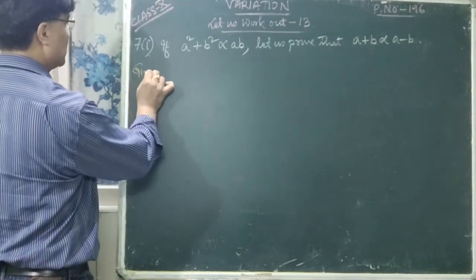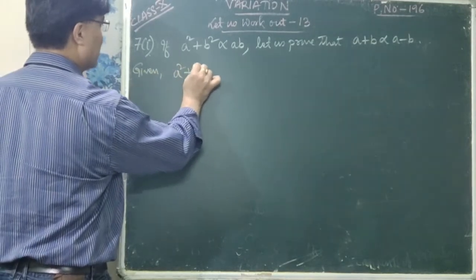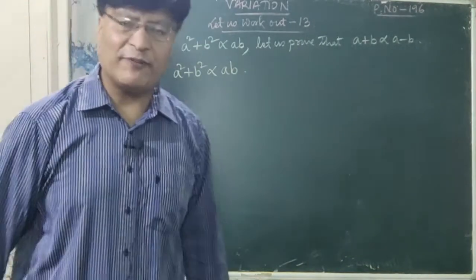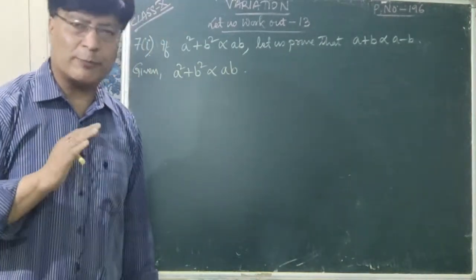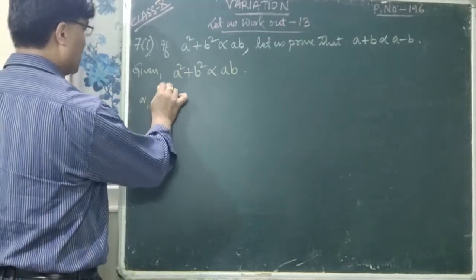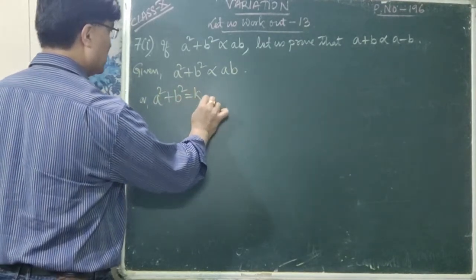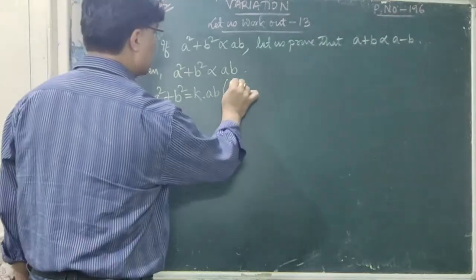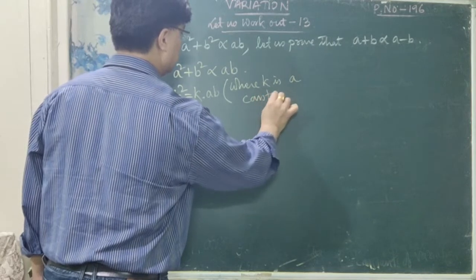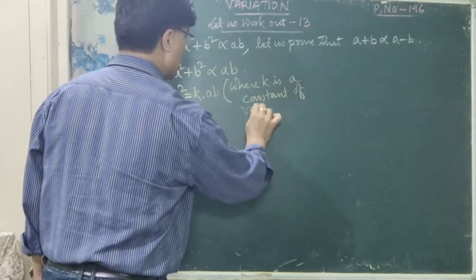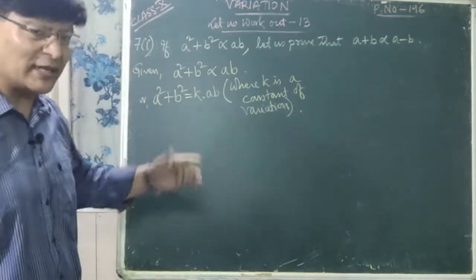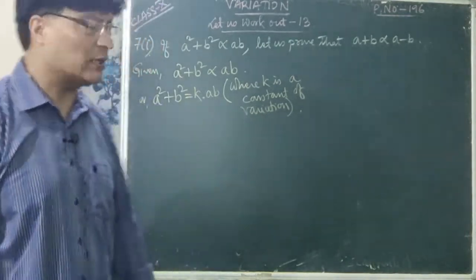So let us write down given out here, that is a square plus b square is proportional to ab. So in order to simplify this relation, you have to convert this proportional sign into equality, then only you can simplify it, isn't it? So let us write here, a square plus b square is equal to k into ab, where k is a constant, where k is a constant of variation, or you can write simply where k is a constant only, or you may write where k is a constant of variation.